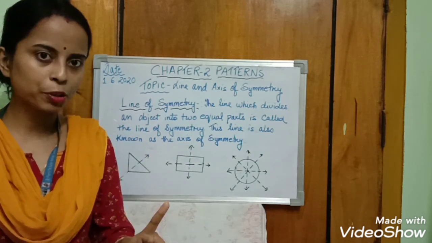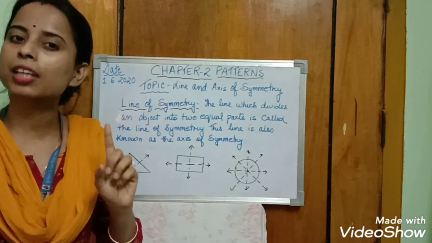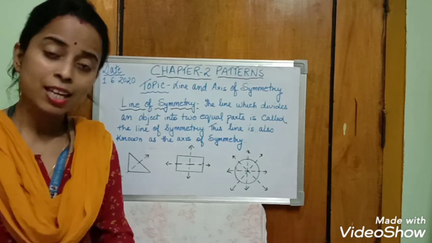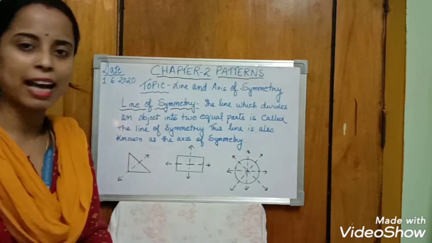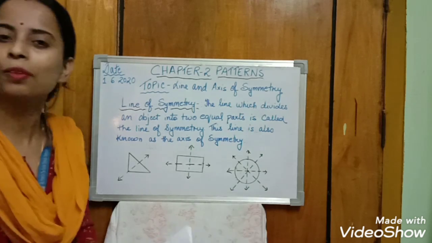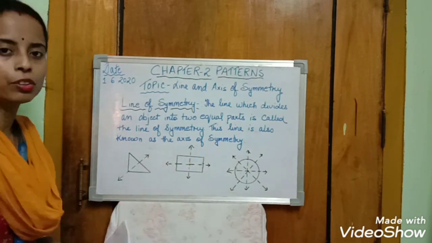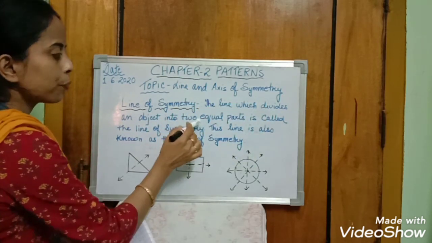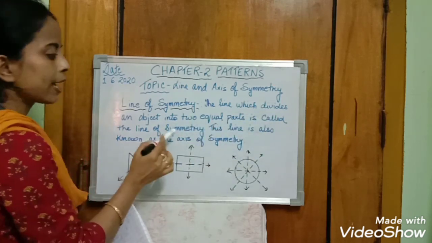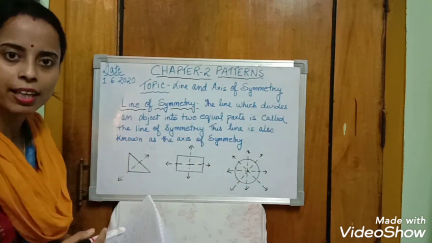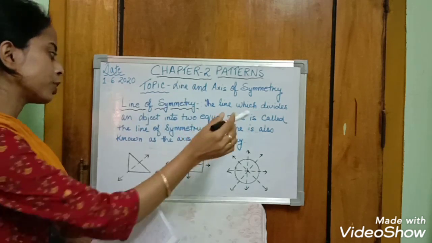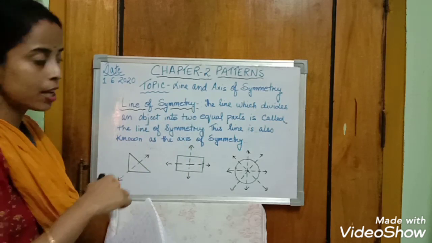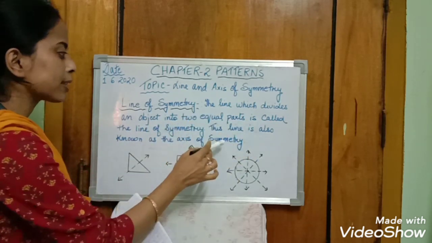For two objects to be symmetrical, they must be the same size and the same shape. Now, we are going to learn about line and axis of symmetry. What is line of symmetry? The line which divides an object into two equal parts is called the line of symmetry. This line is also known as the axis of symmetry.